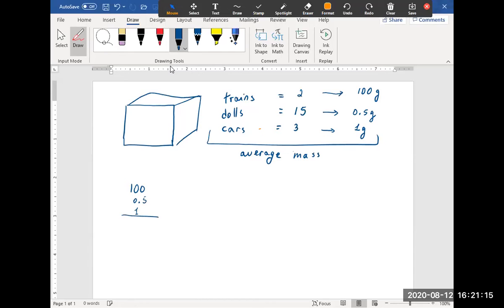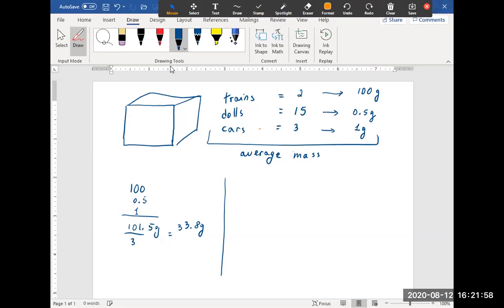Okay? So this means that I have a 101.5 grams. Okay? Then I divide by 3, because it's 3 categories. Okay? And I have 33.8. Okay? So this is the average mass according to what we usually do in some circumstances.